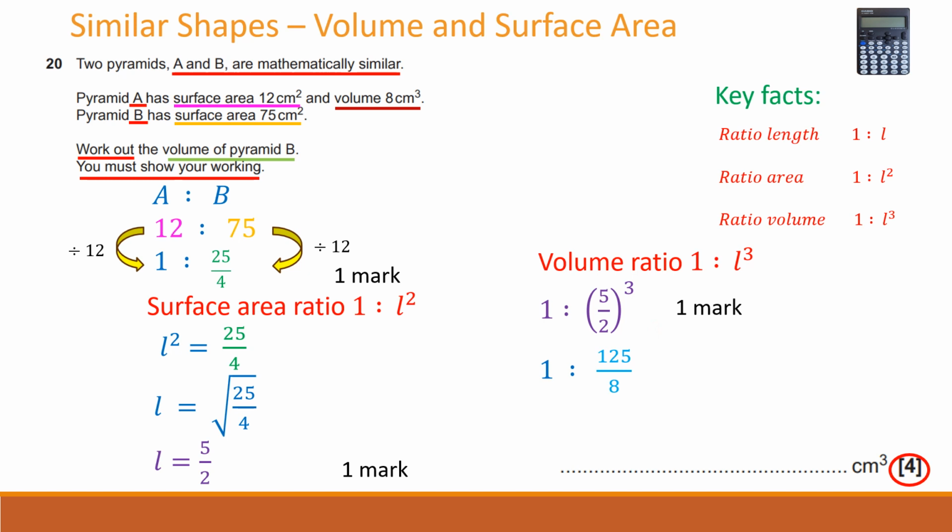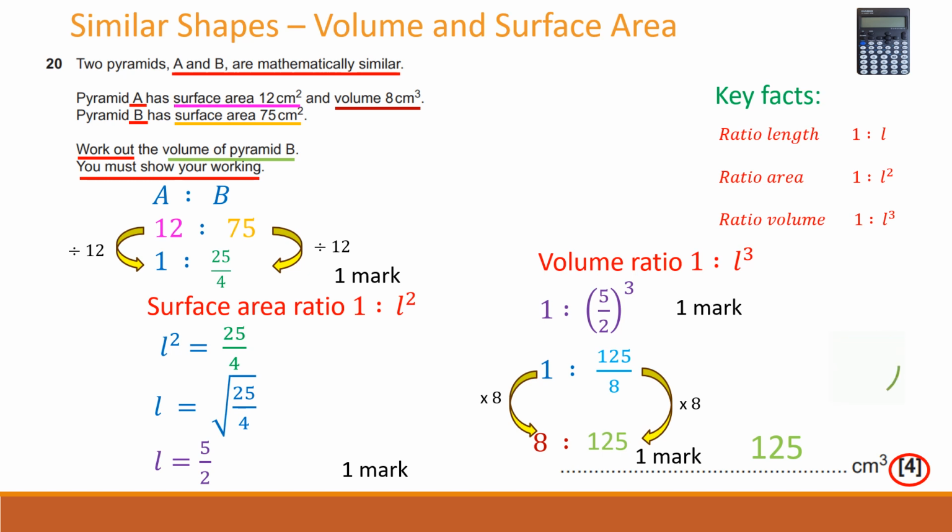We now need to think about our volume. We're going from 1 and we've got to go to 8. So how do I get from 1 to 8? I'm going to multiply by 8, which means I do the same to the right hand side. My 125 over 8 times 8 is just going to leave me with 125. You can type it in your calculator to check that you get the right answer. And that is where your fourth mark comes from. Remember to write your answer of 125 on the dotted line to make sure your answer is nice and clear.